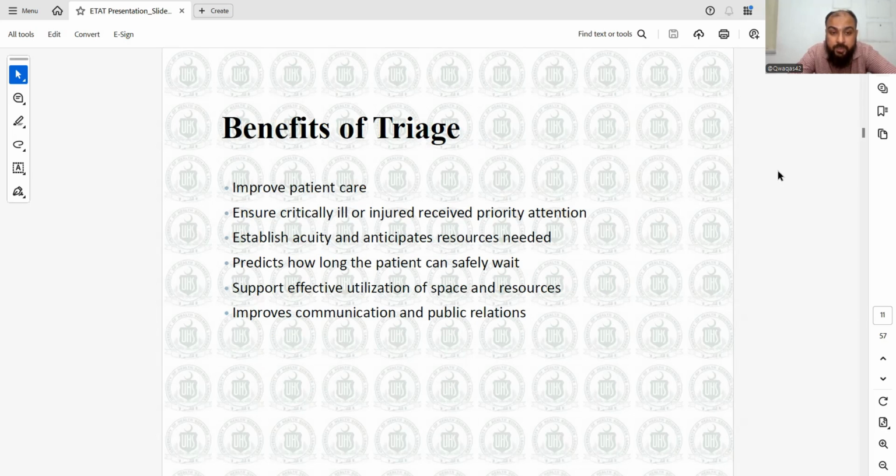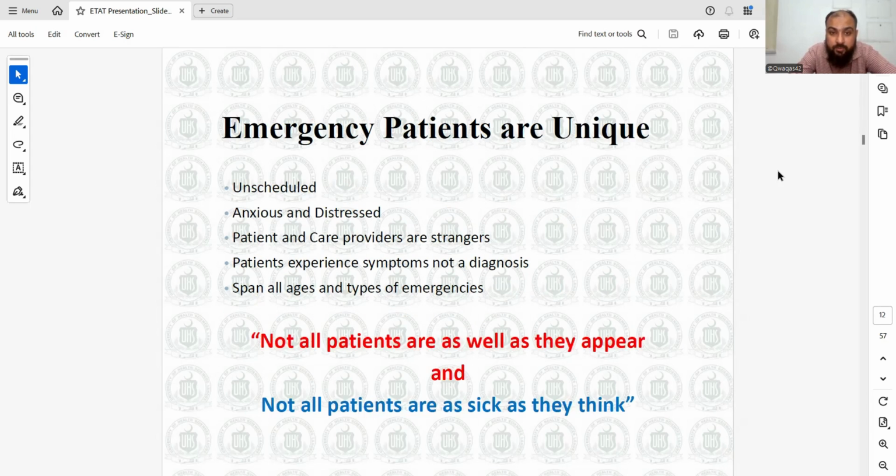Benefits of triage: improves patient care, ensures critically ill or injured receive priority attention, establishes the severity and anticipates the resources needed, predicts how long the patient can safely wait, supports effective utilization of spaces and resources, improves communication and public relations. Emergency patients are unique because they are unscheduled, anxious and distressed. Patient and care providers are strangers. Patients experience symptoms, not a diagnosis, and span all ages and types of emergency. Not all patients are as well as they appear, and not all patients are as sick as they think.